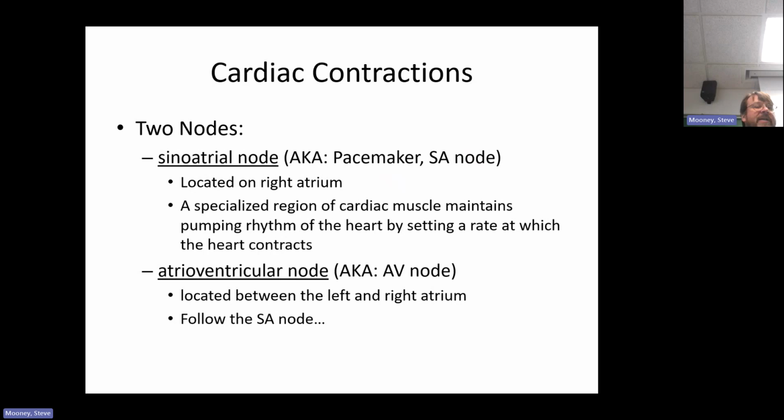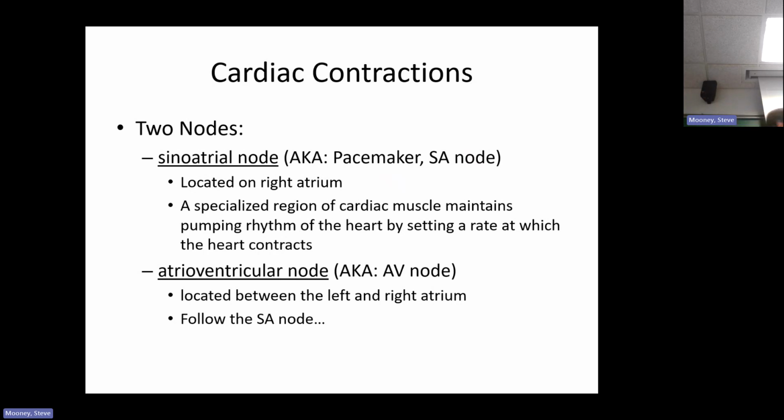The other one is the atrioventricular node, or the AV node. So where do you think this one is? It's going to sit there in the center of the heart. You've got two atria, two ventricles. It's going to sit there in the middle.